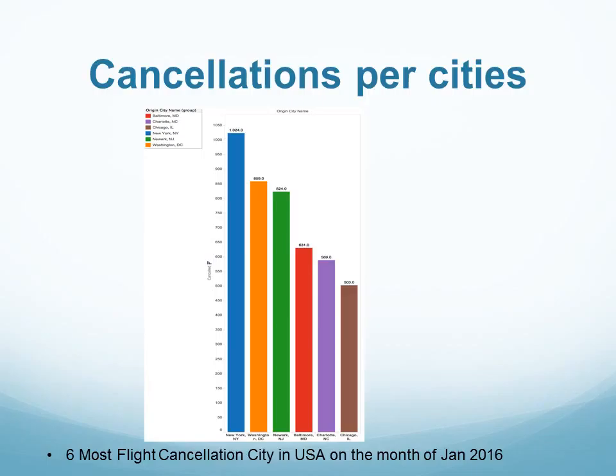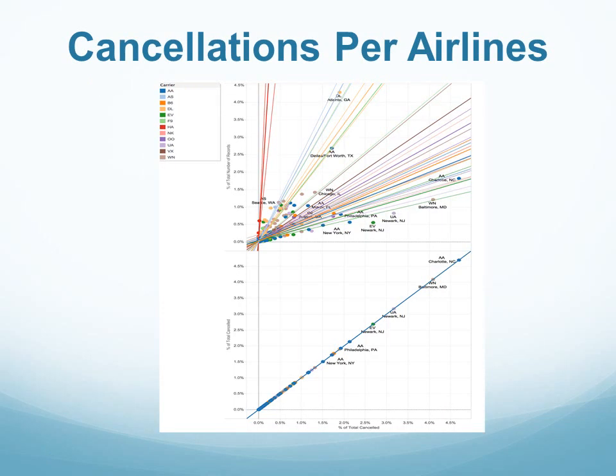This is just an initial glimpse of the 6 cities that had the highest cancellation factor in January of 2016. On this one you can also see the cancellation per airline, and you can see American Airlines has the highest cancellation rate.